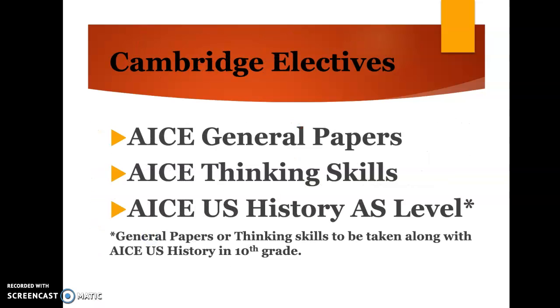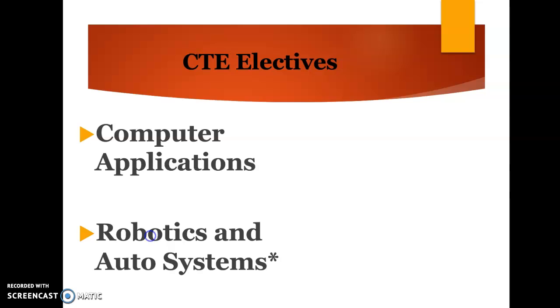We have Cambridge electives. Those of you following the Cambridge Diploma, you would be selecting ACE General Papers, ACE Thinking Skills, ACE U.S. History AS Level. There are some career and technical education electives. Computer Applications, which is open to anyone, Robotics and Auto Systems as well, but it is limited to 25 students, and therefore Robotics and Auto Systems is primarily open to seniors and upperclassmen.